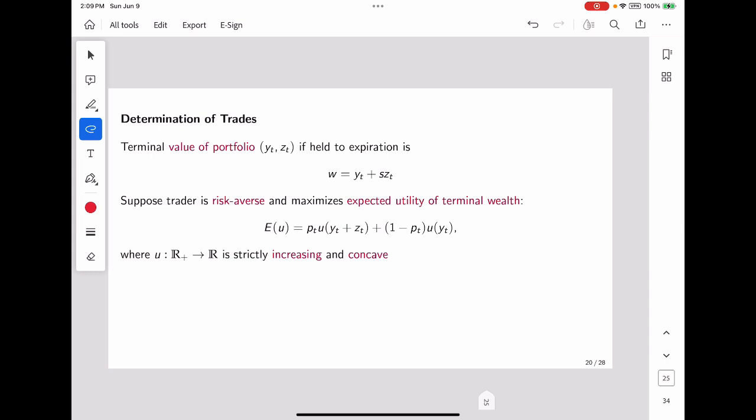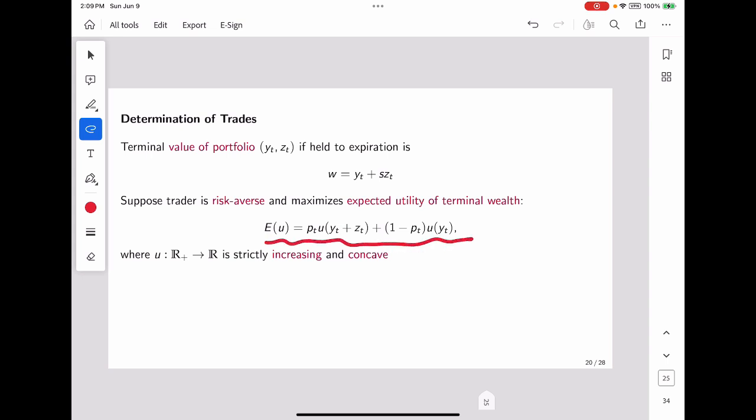If the event occurs, then each of your contracts ZT will be worth $1. So your wealth at the end of the day, W, is going to be YT plus ZT. If S is equal to 0, the contracts will be worth 0. And so your wealth at the end of the day is just going to be equal to YT. Now, we assume that the trader is risk averse, and instead of maximizing the expected value of terminal wealth, maximizes something called the expected utility of terminal wealth, where the utility refers to an increasing and concave function of the wealth. And that is described here in this equation.